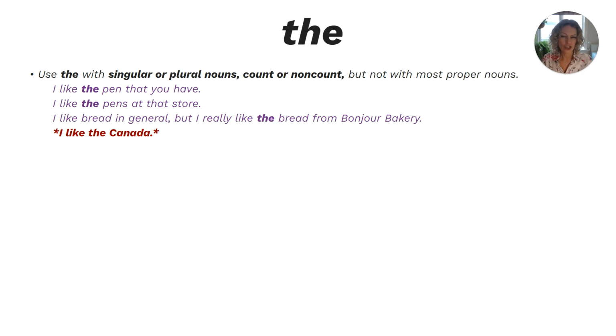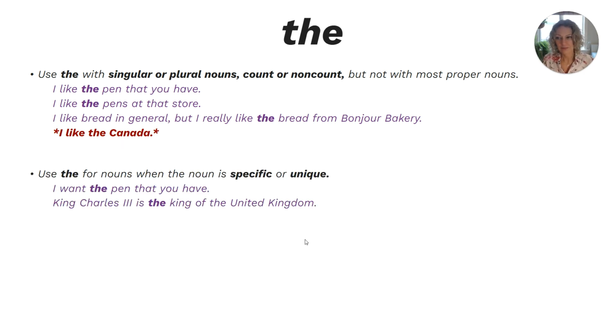I like bread in general, but I really like the bread from Bonjour Bakery. So there we're using the definite article for a non-count noun, a specific non-count noun. But we don't usually use the definite article with proper nouns. So "I like the Canada" is not correct. You would just say, I like Canada.